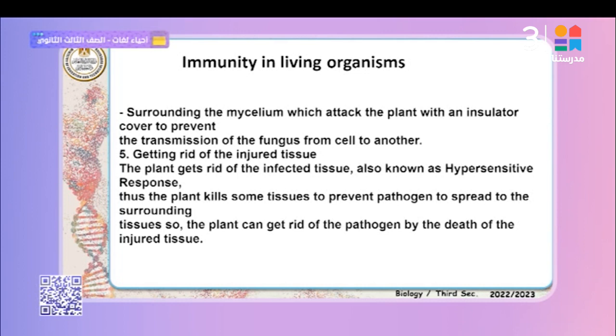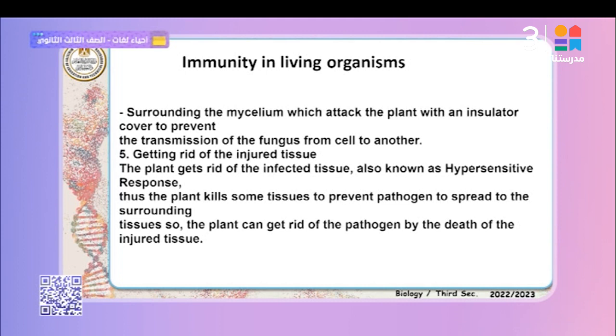This epidermis acts as the first line of natural barriers, and it contains cellulose, okay? It swells and surrounds the mycelium, surrounding the mycelium to prevent it from penetrating inside the plant. So it is called cellular immunity structures.